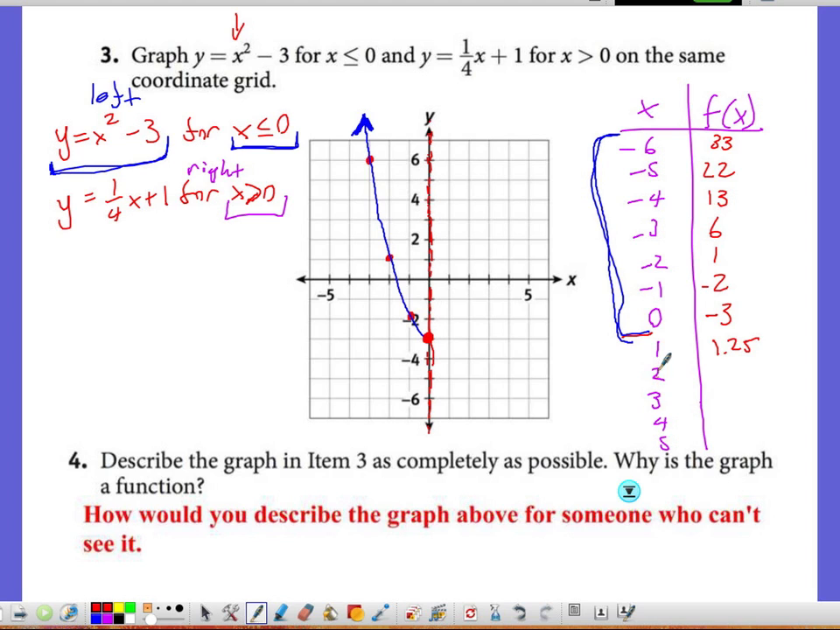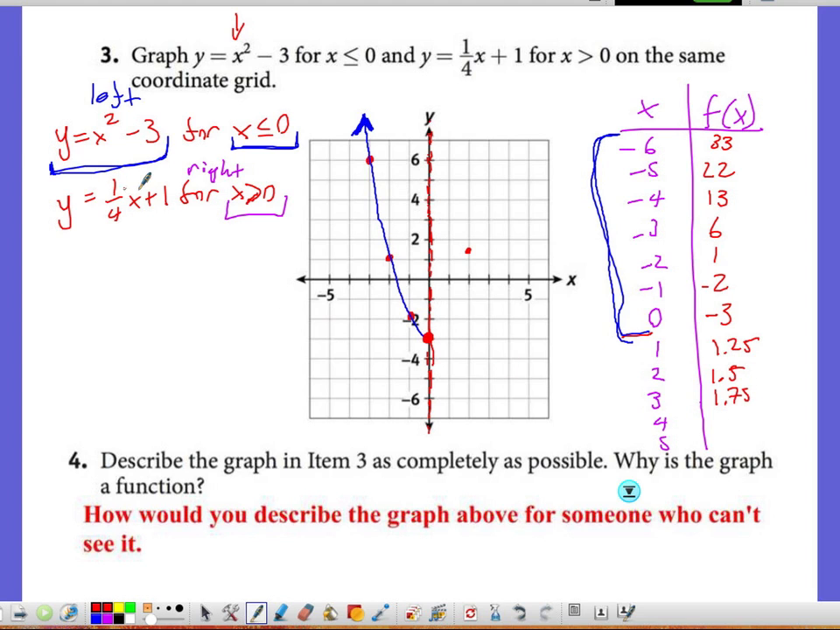Let's see what other numbers we can get here. So if we plug in 2, 2 times 1 over 4 is 1/2. 1/2 plus 1 is 1.5. Okay, I think I can graph that one. So here we have 2 and 1.5, which is right here. 3: 3 times 1 over 4 is 3 over 4, which is 0.75. 0.75 plus 1 is 1.75.